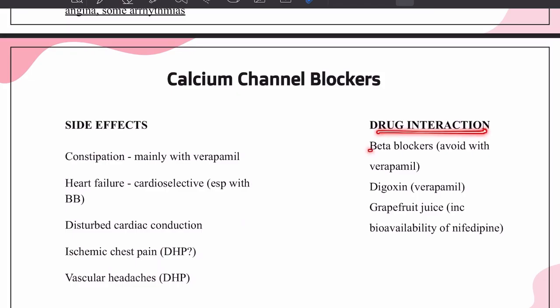Drug interaction, we said beta blockers and digoxin, mainly because of their effect on the AV node. Beta blocker and verapamil are usually because of their effects, for example, to cause heart failure, to slow the heart rate, and so on. And grapefruit juice, which can increase the bioavailability of nifedipine.